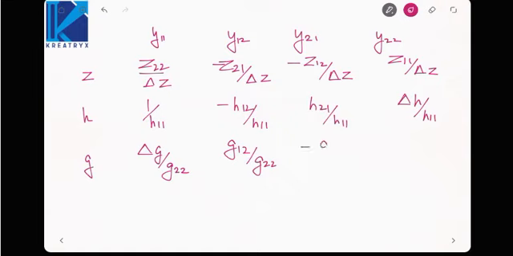This should be minus G21 by G11. G21 by G22. This should be 1 by G22. Okay. Now if you see one similarity, here it was 1 by H11, it becomes 1 by G22, and Y11 becomes Y22. H12 becomes G12, H11 G22, minus sign is removed. H21 G21, H11 G22, minus sign is multiplied. And this term will come here, delta H will be replaced by delta G, H11 by G22.